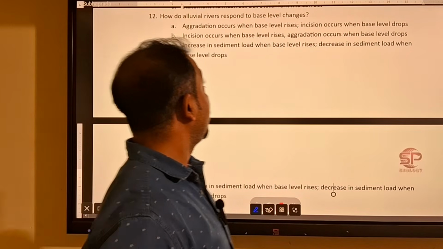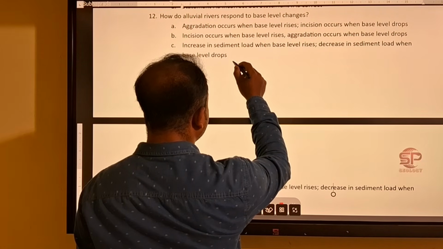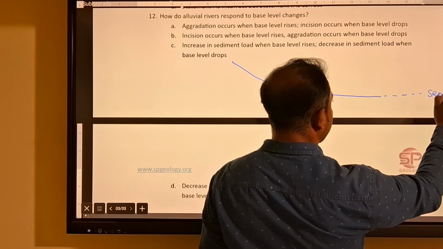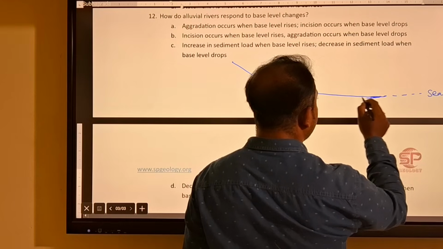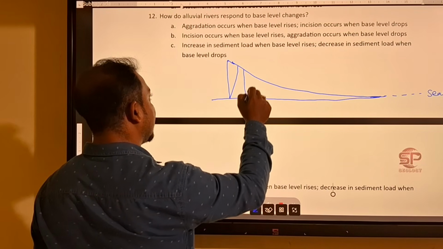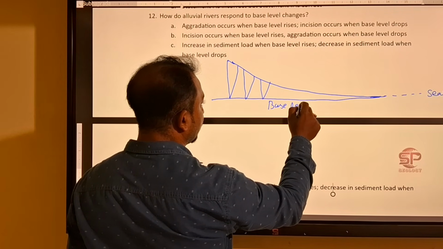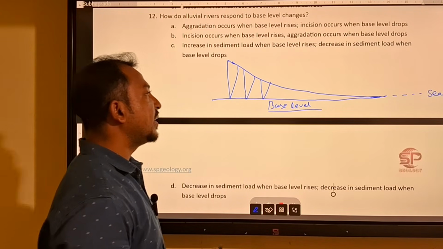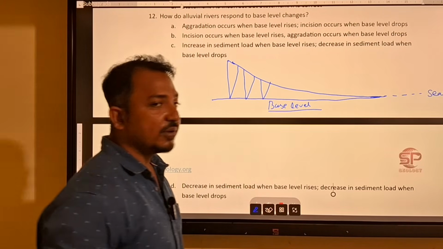Next one: how do alluvial rivers respond to base level changes? So what is a base level? This is considered sea level. Sea level is always considered the base level. So rivers can incise their valley up to base level. This is the last limit of incision. Below base level, a river cannot erode. That is also called the base level of erosion.